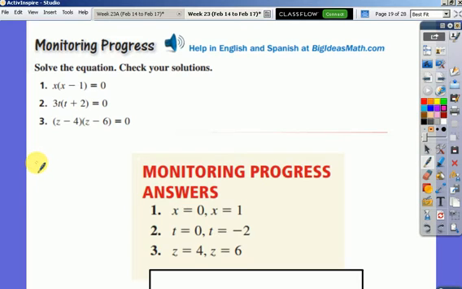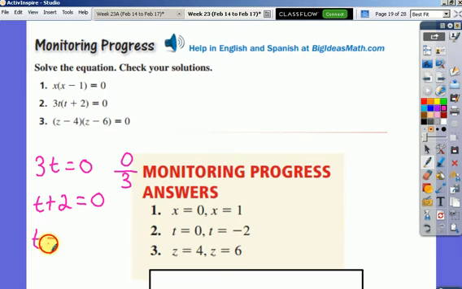So you want to set each factor equal to 0. The first factor is 3t. The second factor is t plus 2. Well, when I divide by 3 to solve for t, 0 divided by any number is 0. So t equals 0 for the first one. Or, when I subtract 2, t equals -2. It's just solving linear equations.